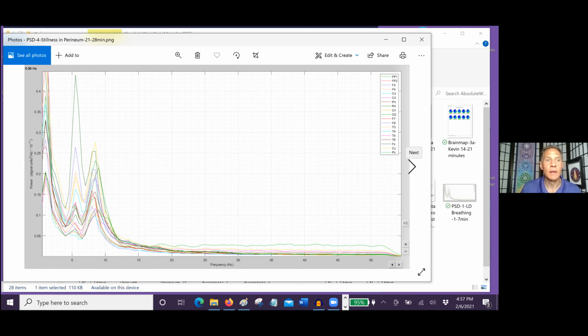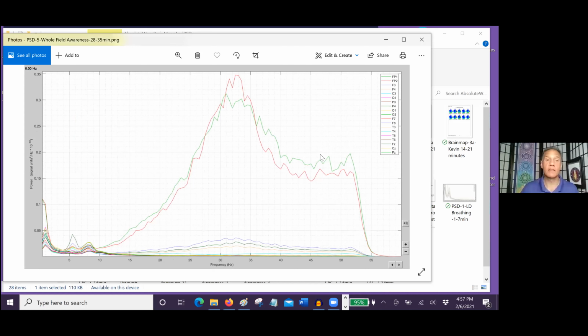All right, and then we go into that whole field awareness. Again, apparently, it looks pretty dramatic here, but again, you have that consistent delta, low theta, and then high theta to low alpha here. And then it looks like, and this is a little bit higher, this is up to about 35 hertz and up to 52. So high beta and gamma, these are the frontal sensors again.